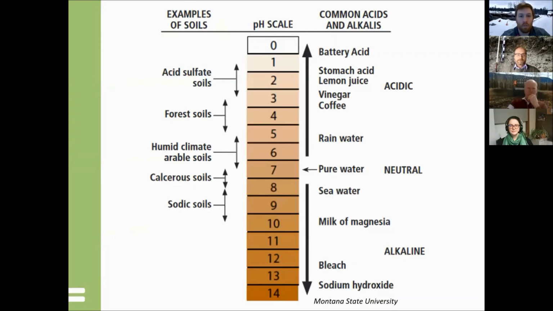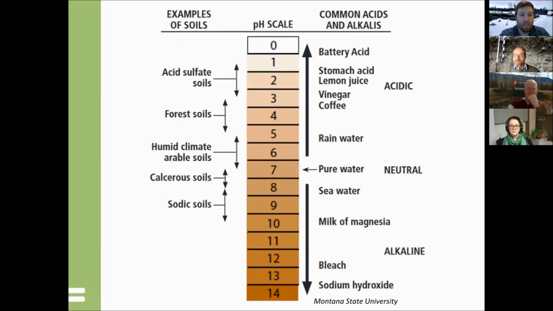I'm sure most of you have seen a similar thing before for the pH scale. But like I said, it's 0 to 14. On the right side, you can see some of the common acids and alkalis. So vinegar or coffee is around 3, and then rainwater itself is actually kind of acidic, at around 5.5. Pure water, of course, is neutral, but then bleach and milk of magnesia are all alkaline things.